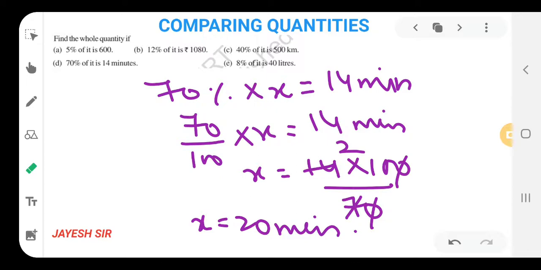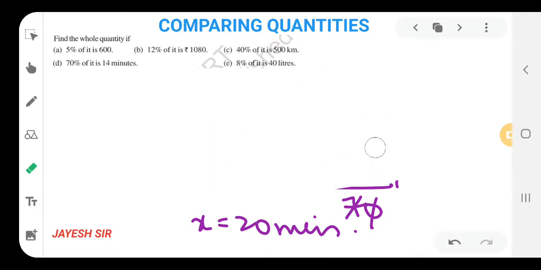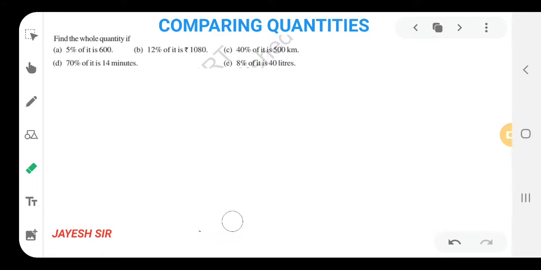Let us begin with the last sum of this type, and let us see if you are capable of solving it on your own. Pause the video and try to solve it on your own, as I am solving it over here for you. If you are capable, pause the video and try to solve, and you can check your answer afterwards over here. 8% of it is 40 liters.